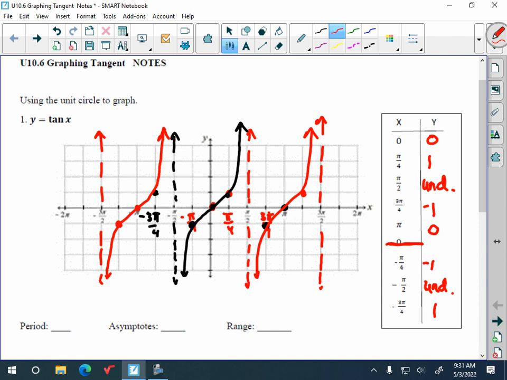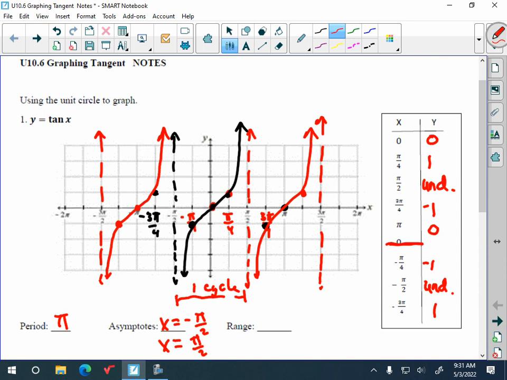All right, so the period is the horizontal distance between one cycle of the graph. So in between two asymptotes creates one cycle, or one period. So the horizontal distance between negative pi over 2 and positive pi over 2, that's going to be pi. Okay, the asymptotes are going to be at x equals negative pi over 2 and x equals positive pi over 2.